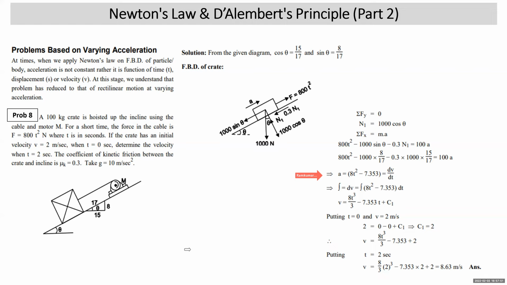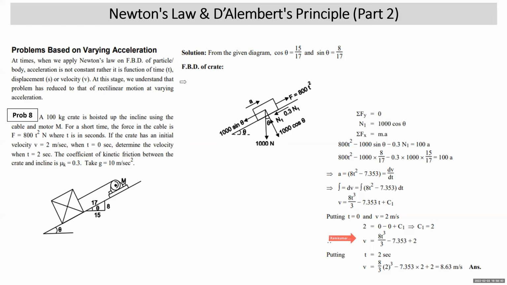So in the chapter of varying acceleration, we have understood that if acceleration is a function of time, we write it equal to dv by dt. Separate the terms of velocity and time, integrating both sides. You get v = 8t³/3 − 7.353t + c1. Now we'll put the boundary condition. What is the boundary condition? At t = 0, v is 2 meter per second. So c1 is 2. So your velocity is 8t³/3 − 7.353t + 2. Substitute the value of t as 2 second, and v is 8.63 meter per second. So the velocity of this crate after 2 seconds is 8.63 meter per second.